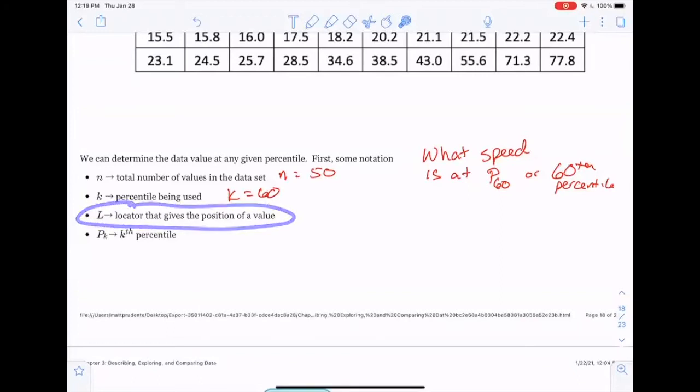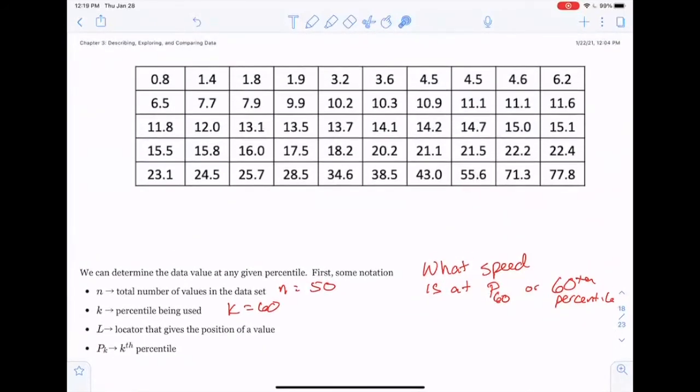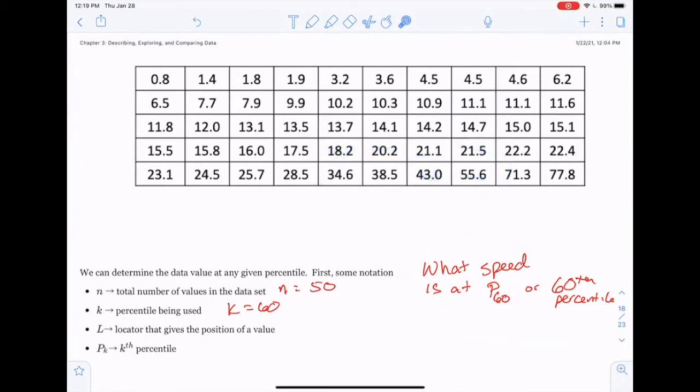L is the locator that gives the position of the value. And what we're really going to do in this set, when we have a sorted set of data, is find somewhere in here, maybe there, maybe here, what data value corresponds to a given percentile. The only way we can do that is by finding the location in our data set. What value is it? Is it the second value? Is it the 36th value? You might get things like, is it the 37th and a half value? We'll have to figure out how to deal with that.